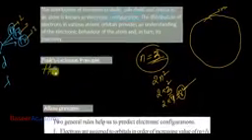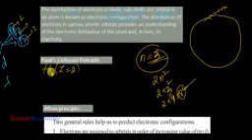Pauli's exclusion principle states that no two electrons will have all four quantum numbers the same. To understand this, let us consider the helium atom. The atomic number of helium is 2, which means it has 2 electrons, and both electrons are in the first orbit.